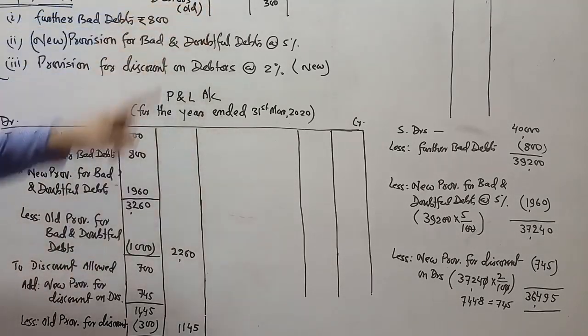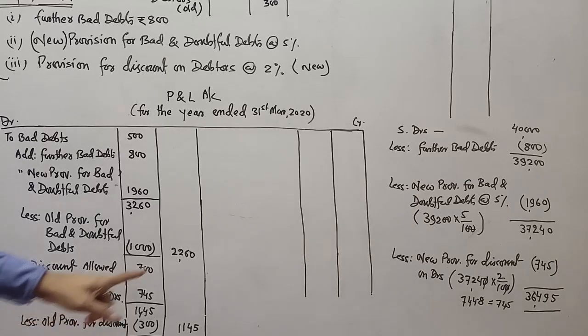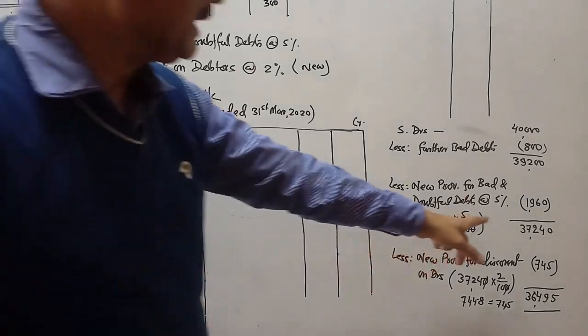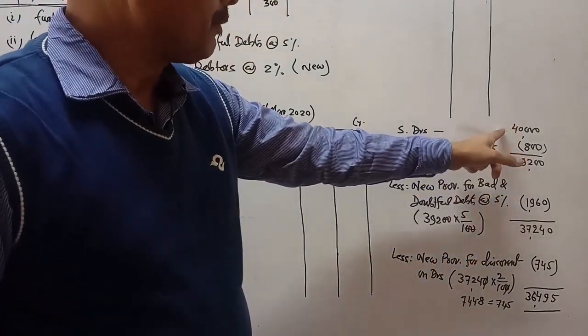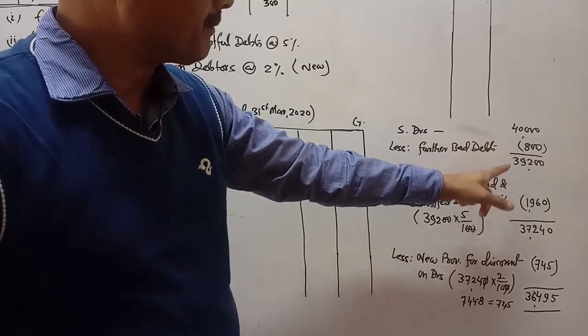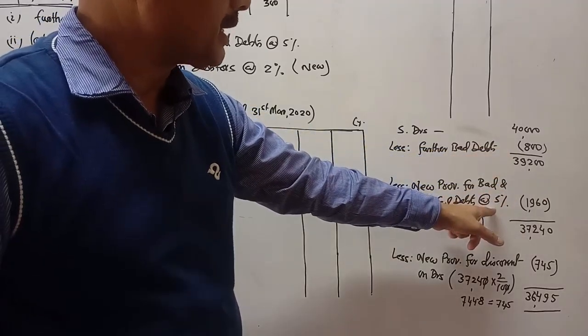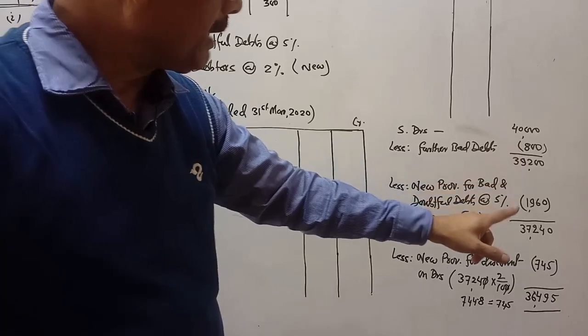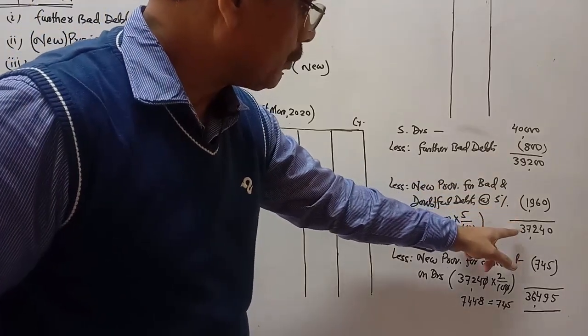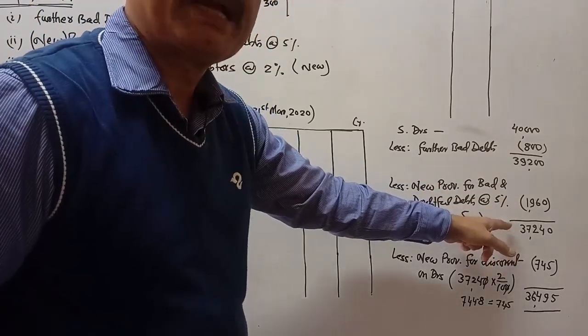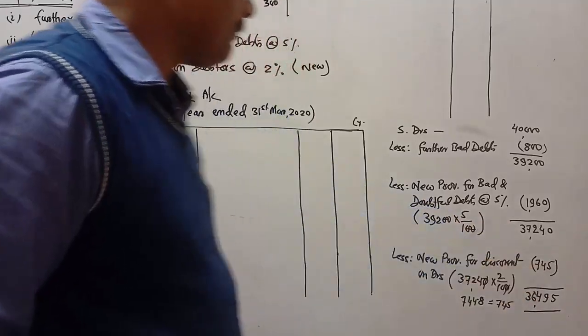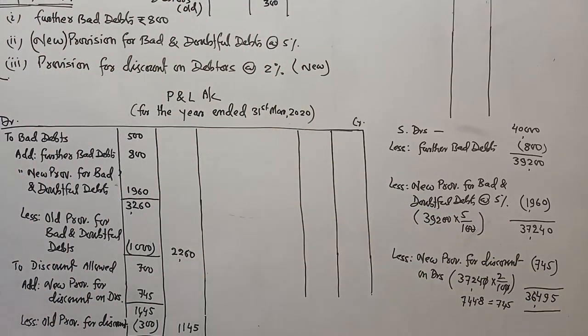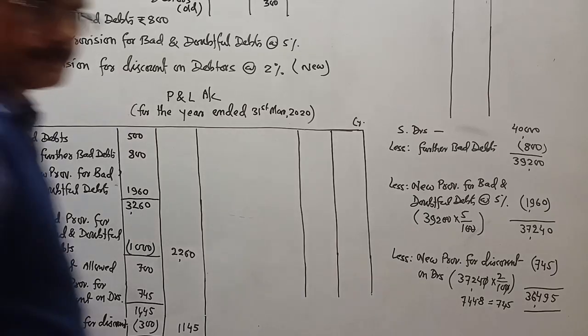So discount allowed is given over here. This is the old provision, we will deduct it, and the new provision will be calculated on this amount. From debtors we will deduct the further bad debts, thereafter we will deduct the new provision for bad and doubtful debts, and thereafter from the rest amount we will calculate the provision for discount on debtors. So 745 is the round off figure at the rate of 2%. You add these two figures, deduct 300, and write the amount in the outer column.